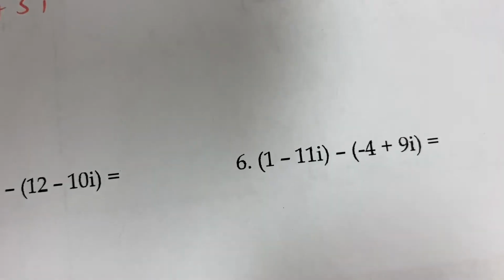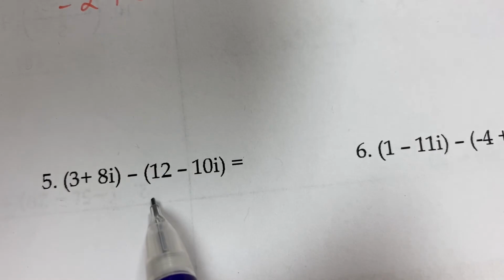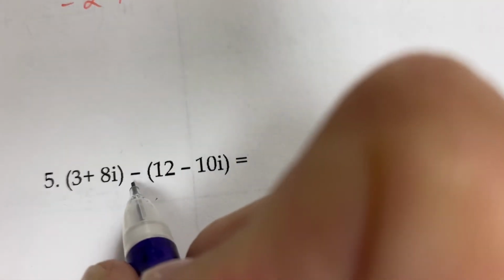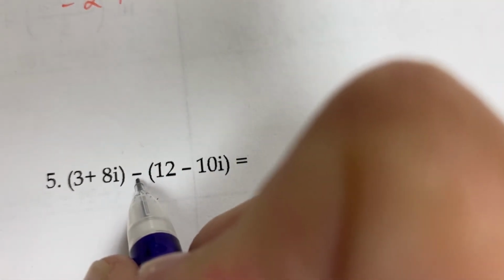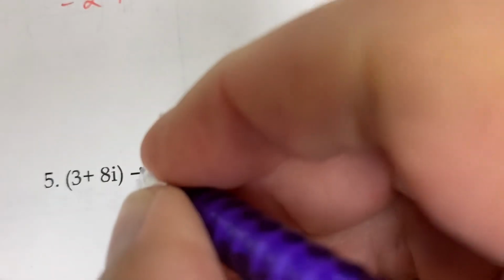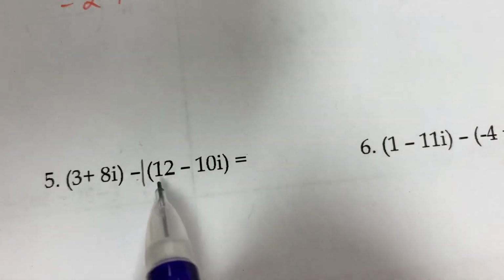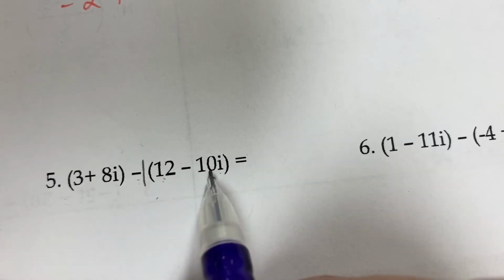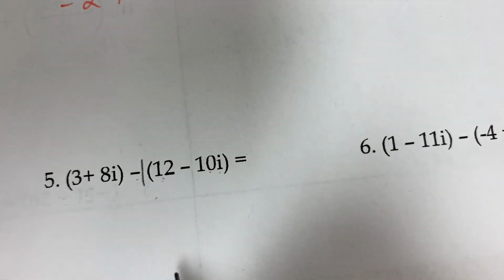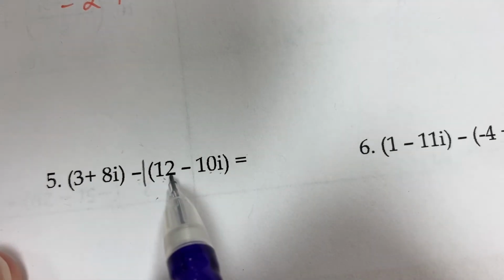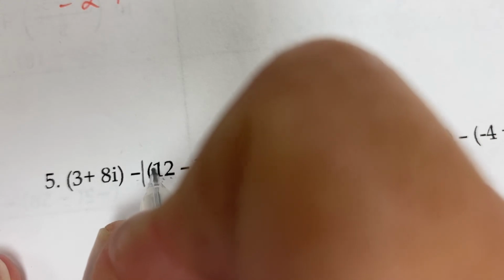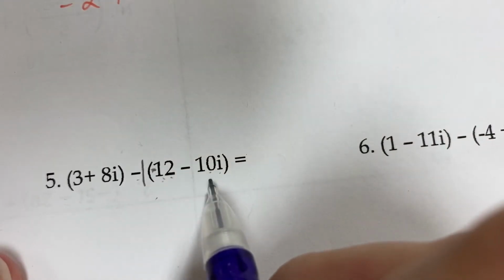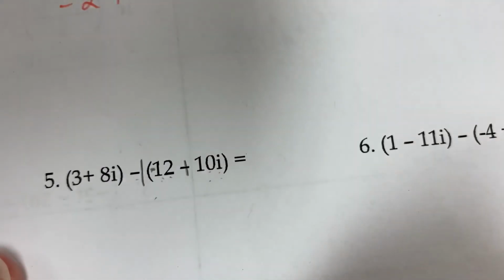Now, this is the one that we get confused on because technically that negative in front of these parentheses means I have a -1 multiplied by both of these, this real number and this imaginary number inside the parentheses. All that means is that I need to change the sign. So this is a positive 12, now it's going to be a negative 12. This is a negative 10i, it's going to be a positive 10i.